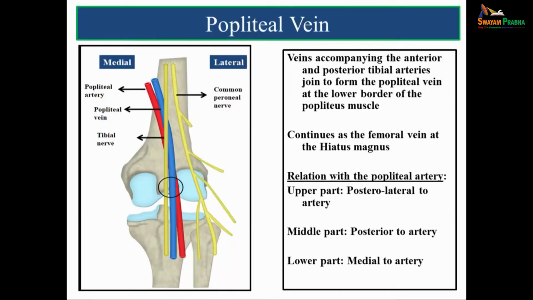Then, the relation with the popliteal artery: in the upper part it is lying posterolateral to the artery. In the middle part it is posterior to the artery, and in the lower part it is medial to the artery. So this is the artery here in the lower part, and this is the vein. So the relation with the artery varies in the upper, middle and lower part.